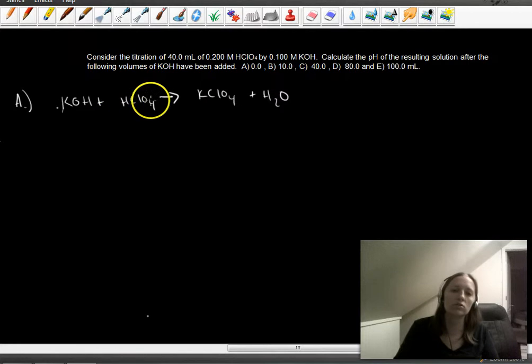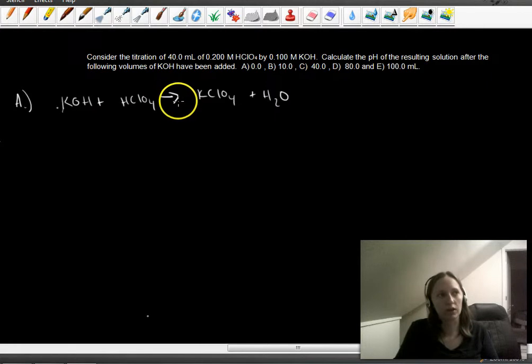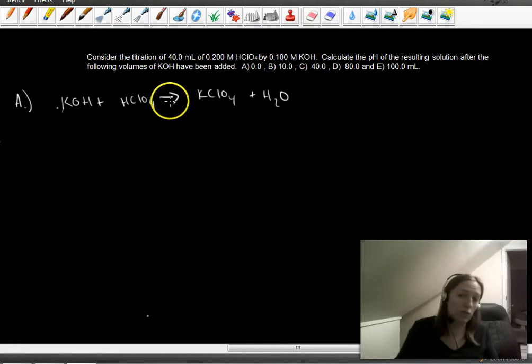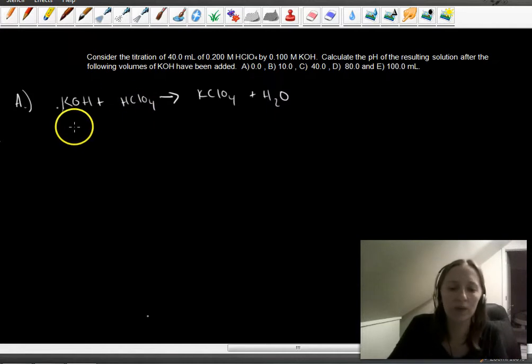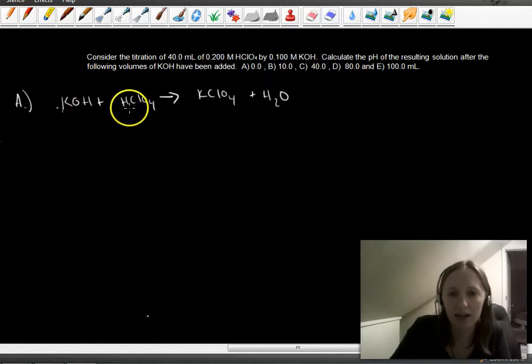Because at least one of them is strong, it's going to go all the way to the right. So this is a completed reaction. It's not going to sit in equilibrium, which it would if this was a weak acid and a weak base. But because one of them is strong, what we're dealing with is all the way to the right.